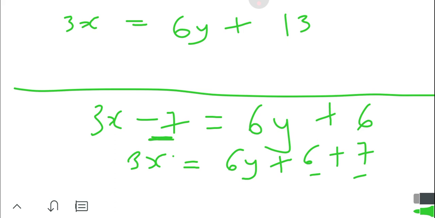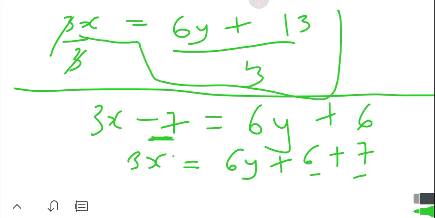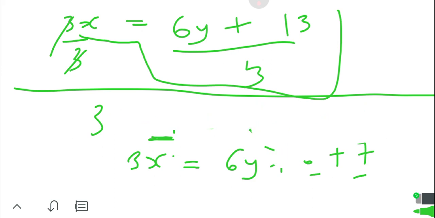You have 3 here. So you divide both sides by the coefficient of x. So you divide this side by 3 and this side by 3. So this cancels this. And then x equal to 6y plus 13 over 3 becomes our final answer. Right. So when you have something like this, there's a tricky part normally in objectives.